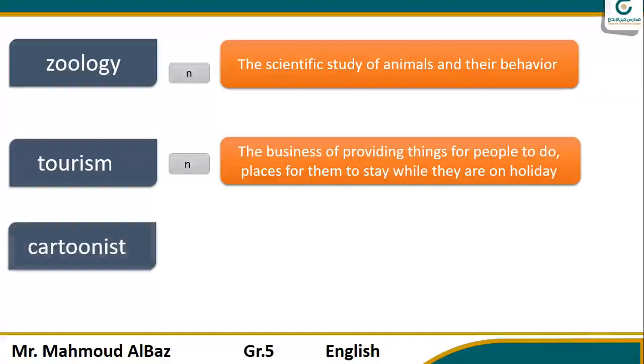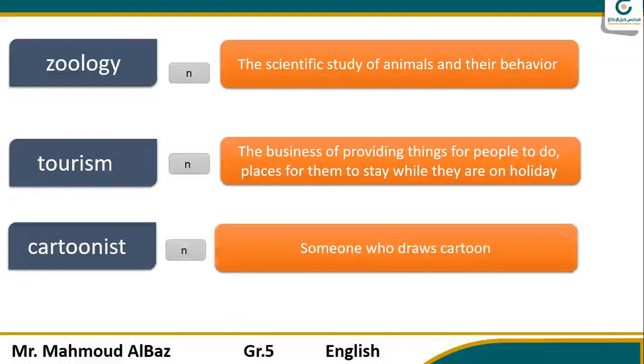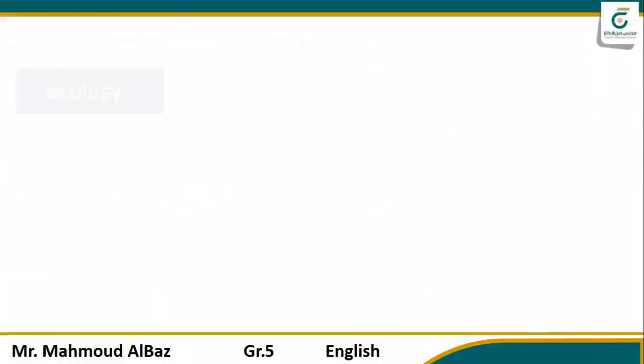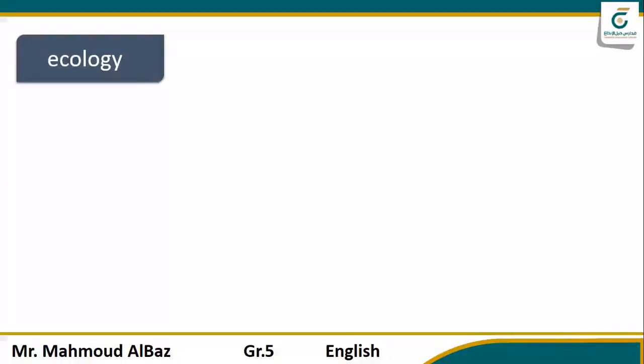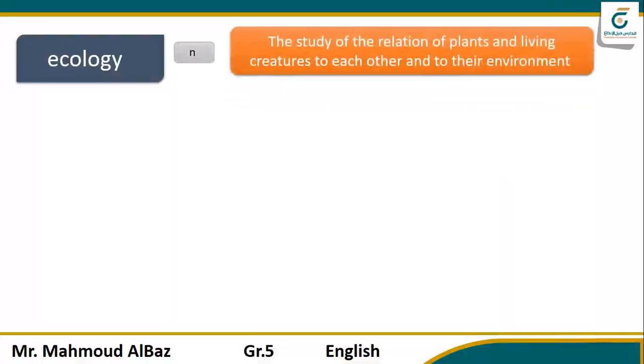Okay, next word, the word cartoonist. Okay, and it means someone who draws. Cartoonist. Next word, the word ecology. Do you know ecosystem? Ecology, the study of environment. Yes, the study of relation of plants and living creatures to each other and their environment. So the word is ecology.